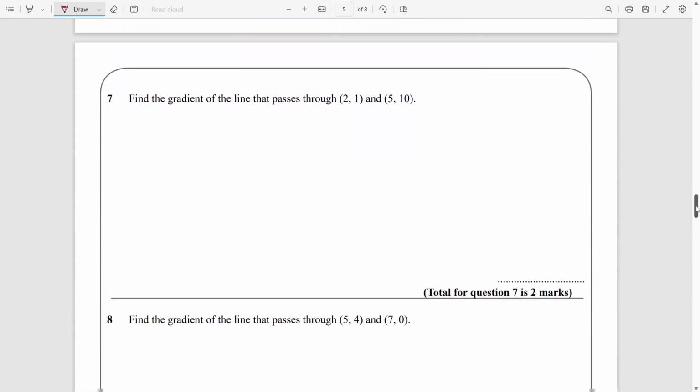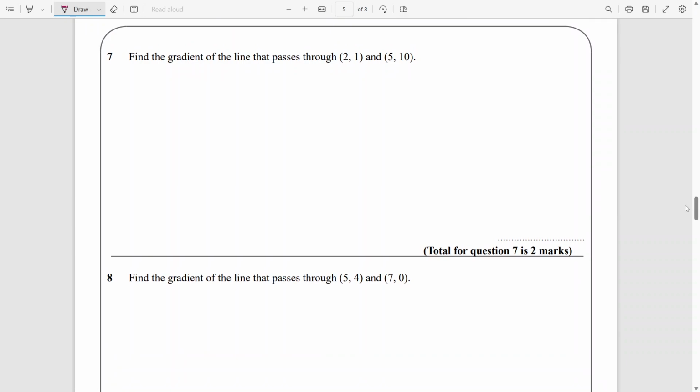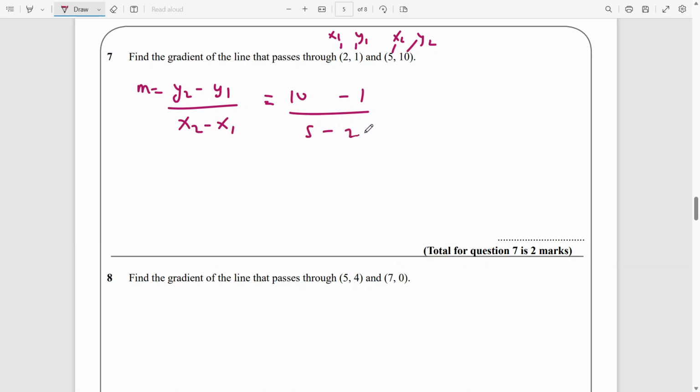And the next one, so we want to work out the gradient of the line that passes through this coordinate and the other coordinates. For this kind of question, I am going to use the formula y2 minus y1 divided by x2 minus x1. Now this here is x1 and y1, x2, y2. So y2 is going to be 10. Take away y1, which is 1. And x2 is 5. Take away x1, which is 2.